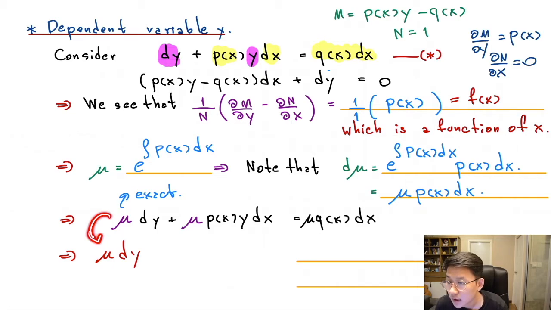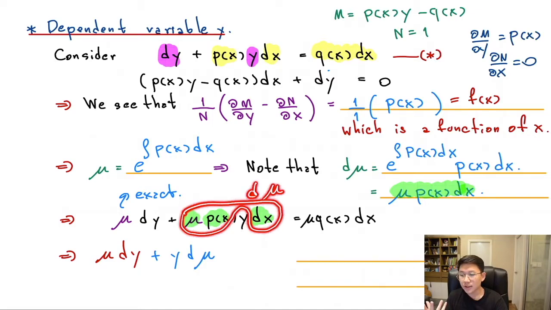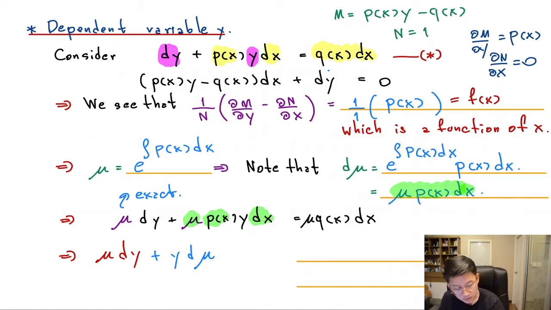Plus y d mu. Can I write it that way? Because if you look here, d mu is mu p(x) dx, so I have mu p(x) dx, and this is actually d mu, so it becomes y d mu. And mu dy plus y d mu is actually d of (mu y).